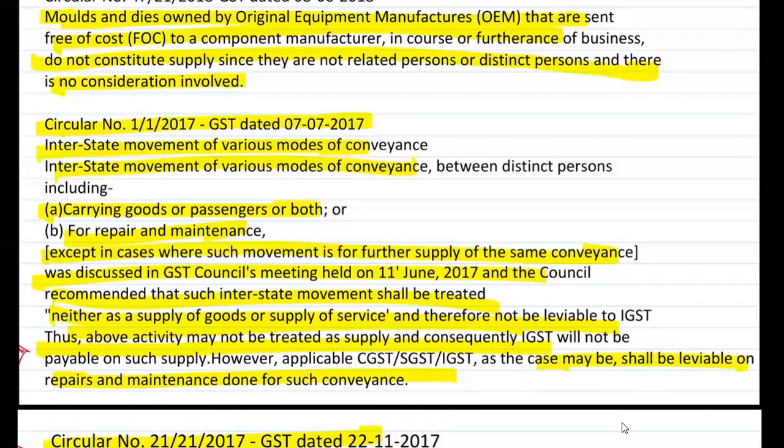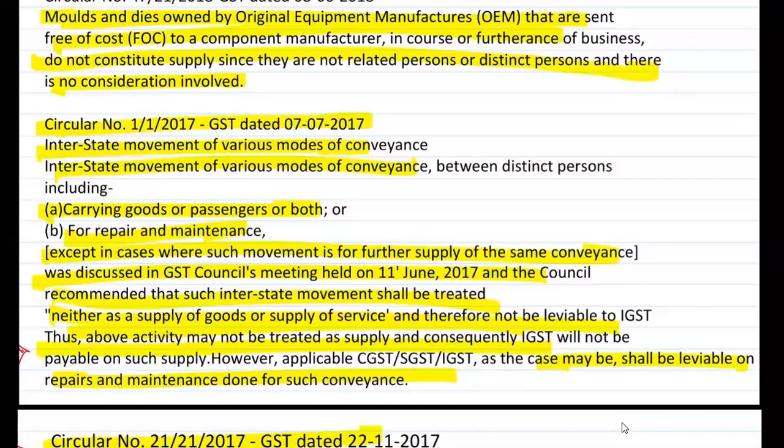Other than that, not. Now see, it was discussed in the GST Council meeting held on 11 June 2017, and the Council recommended that such interstate movement will be treated neither as supply of goods nor supply of service, and therefore not leviable to IGST. Which one? Where it is not in the case of further supply. If it is for further supply, definitely it will be treated as supply and GST will be liable. But if it is not for that further supply, then they are just going and coming back after work in the same vehicle. So that is not for further supply. There will be no supply of goods or service on this.